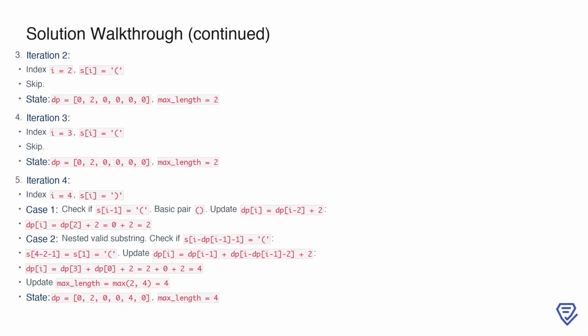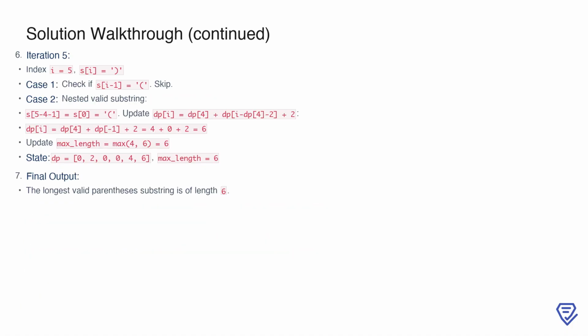The updated state is dp equals [0, 2, 0, 0, 4, 0], and max_length equals 4. Finally, at index i equals 5, the character is ')'. We skip the basic pair check since s[i-1] is not '('. Instead, we check for a nested valid substring.